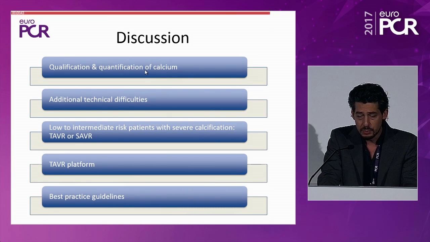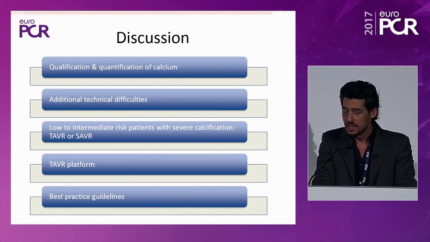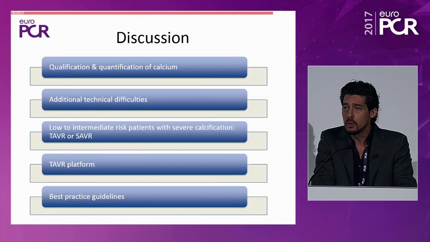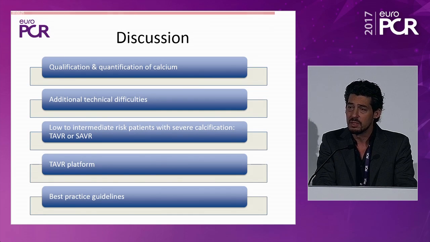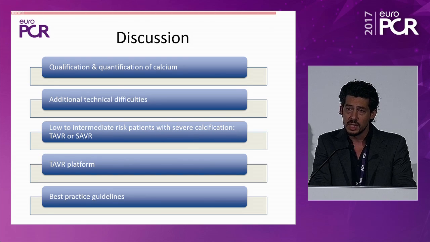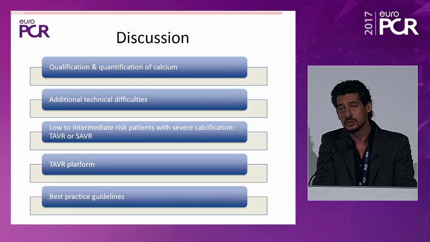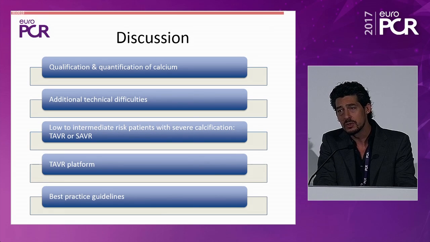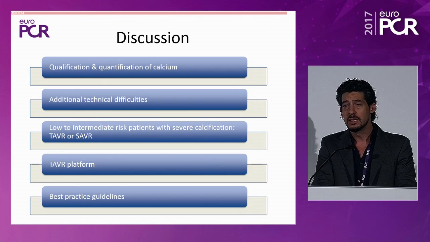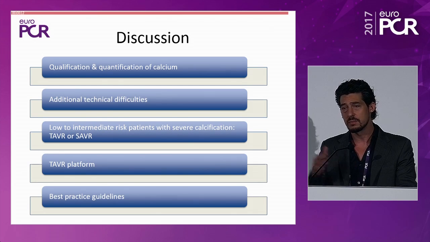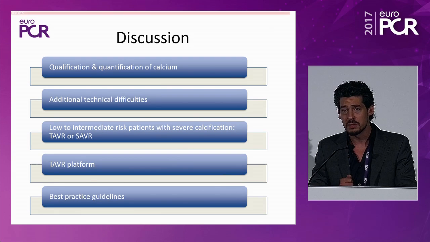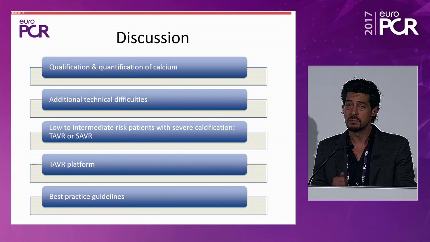So in terms of discussion points, we can keep this slide up for discussion. First is, how do we qualify and quantify the amount of calcium? There are quite a significant number of limitations in actually quantifying calcium using CT scan. In one particular patient, I remember we had a contrast CT and a non-contrast CT. And we measured the amount of calcium in both scenarios for that patient. In the non-contrast CT, it was just 2,000 or 3,000 millimeter cubed. With a contrast CT, it was much lower.